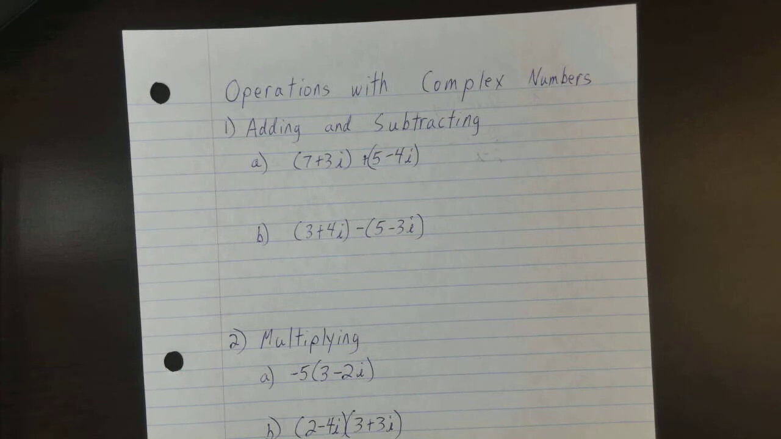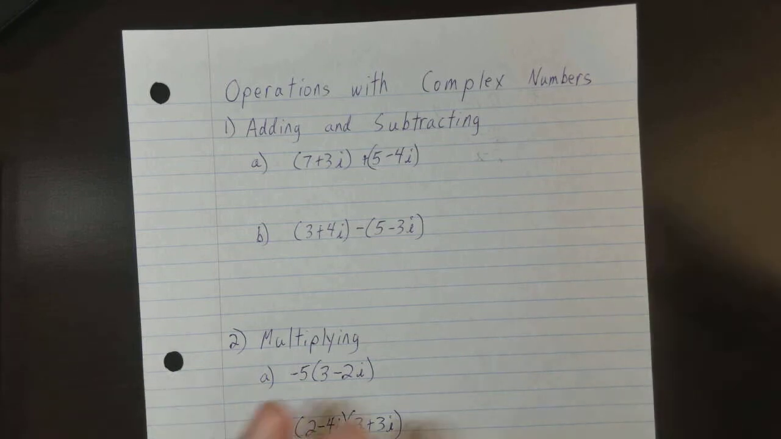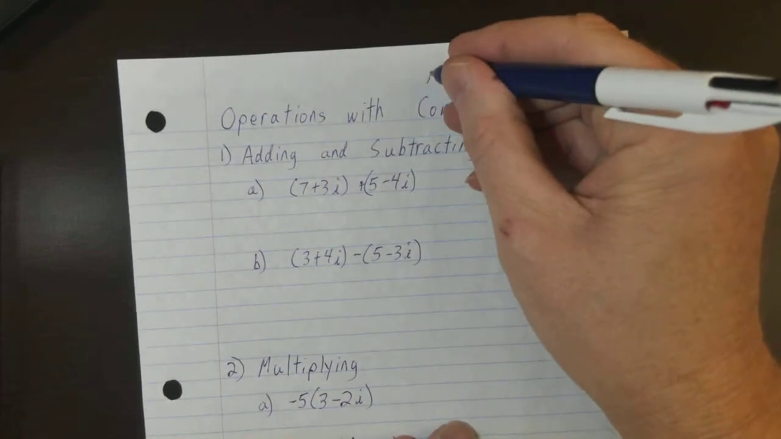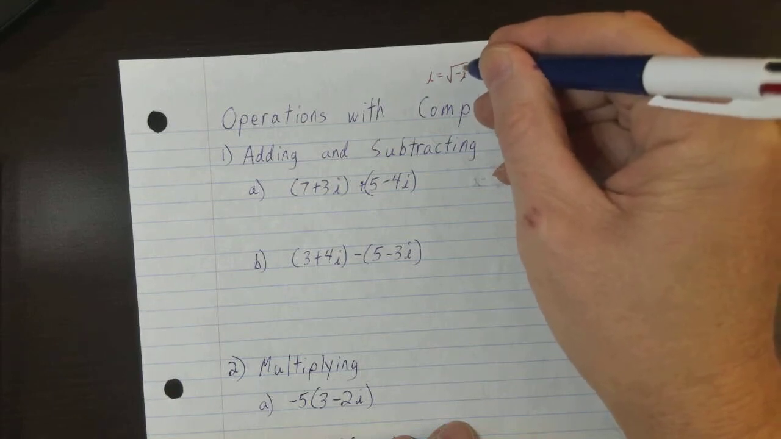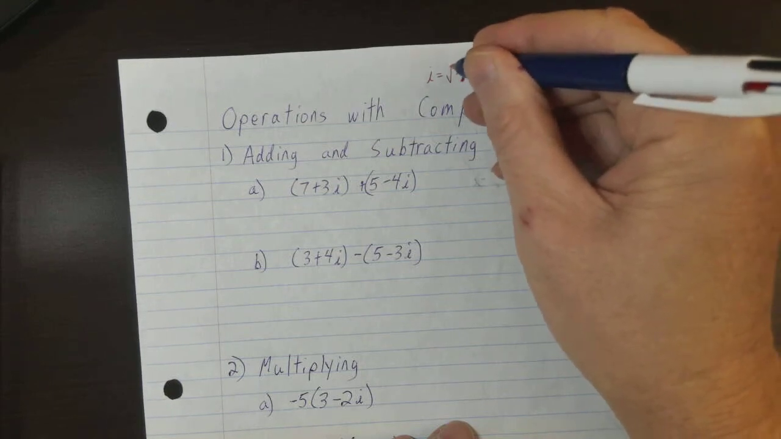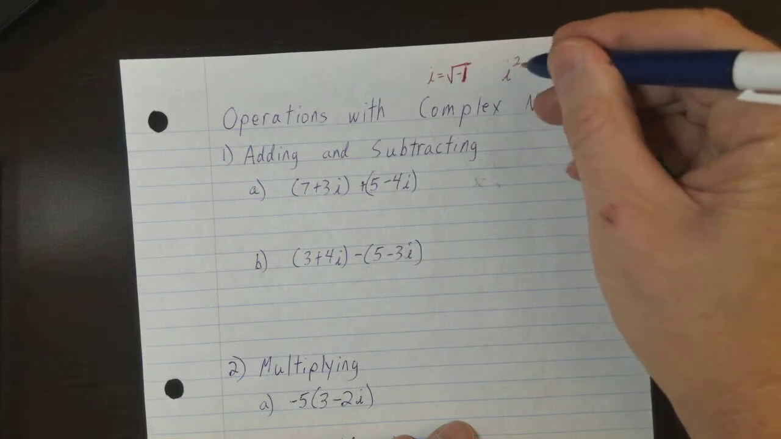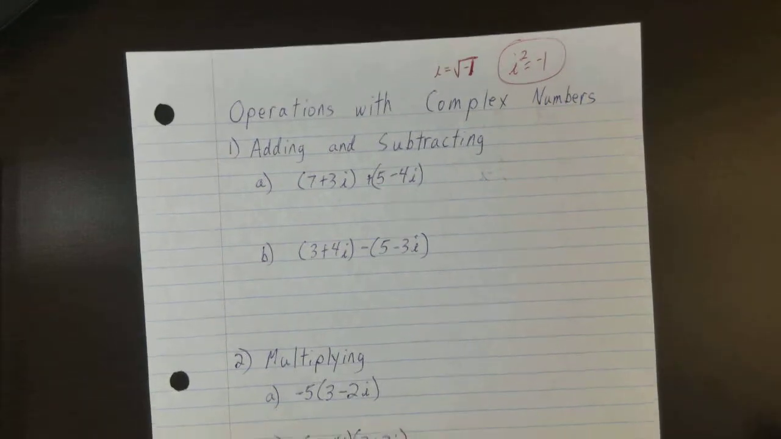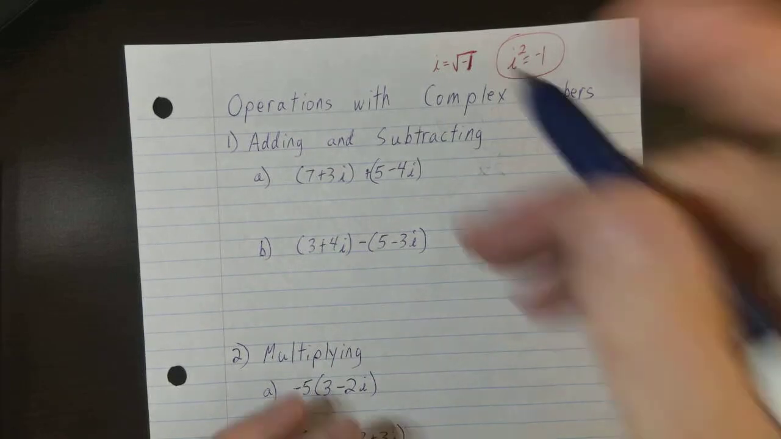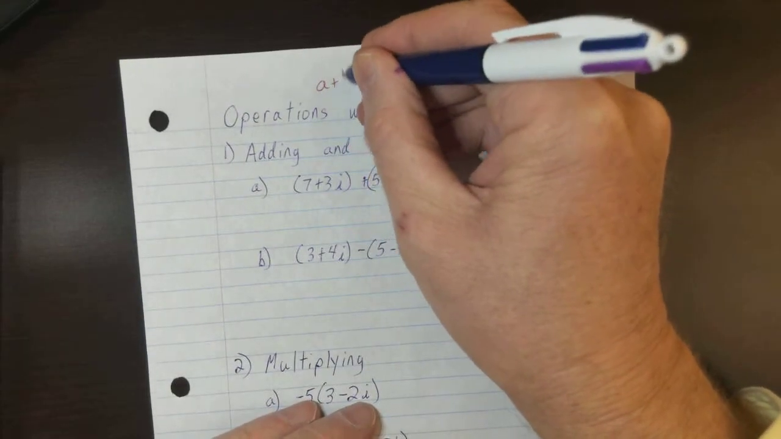Hi everybody. We've got today's lesson, operations with complex numbers. We've just been introduced to complex numbers. Remember that i is equal to the square root of -1, and that i squared is equal to -1. This is going to come into play a lot today. Just remember that, and that the standard form is a plus bi form.